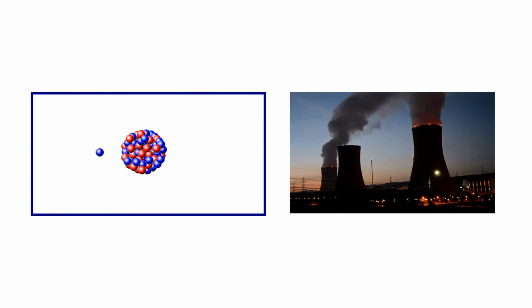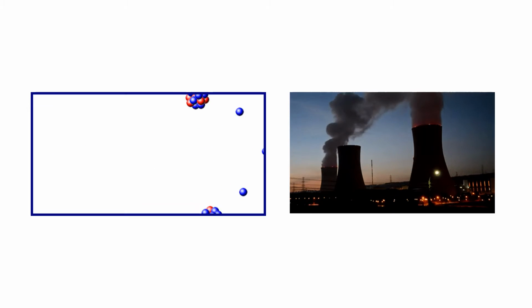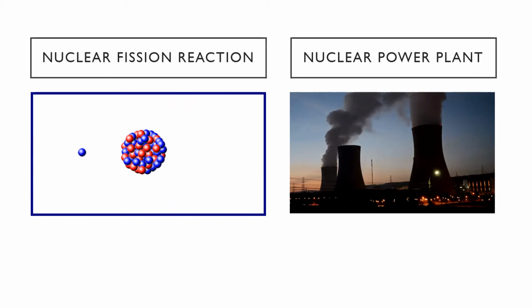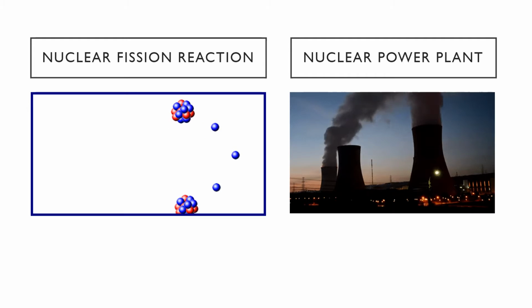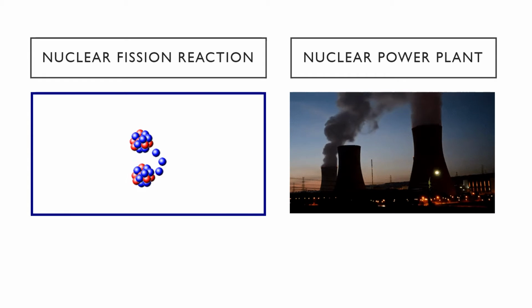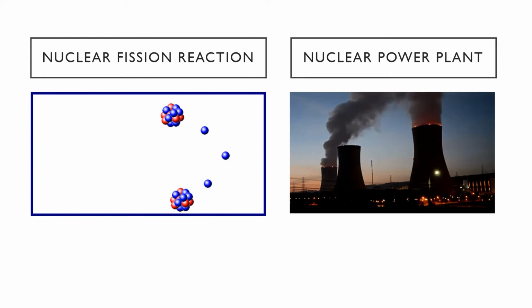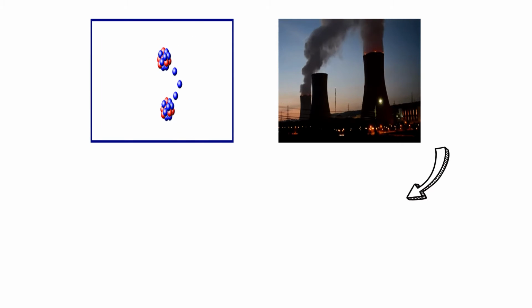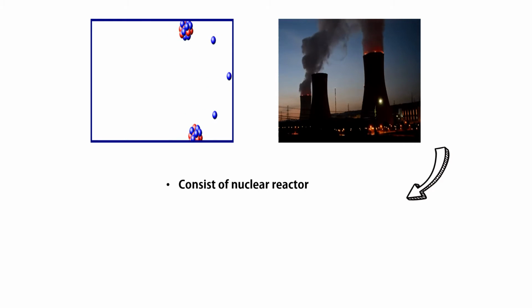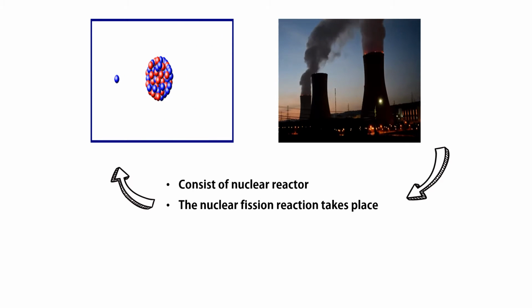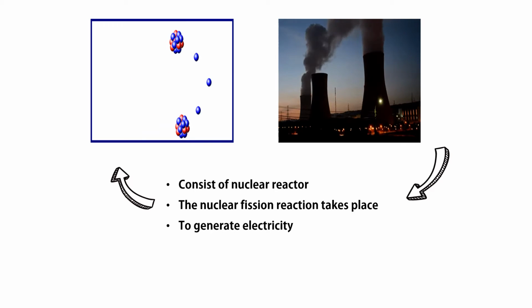So I'm pretty sure that all of you will know that the first picture is about the nuclear fission reaction that we learned from previous class. While this picture is actually a nuclear power plant station, and have you ever heard and know it before? And what is the connection between the nuclear fission reaction and nuclear power plant station? Actually, nuclear power plant is a thermal power station. It consists of nuclear reactor, where in this nuclear reactor, the nuclear fission reaction takes place in order to generate the electrical energy.